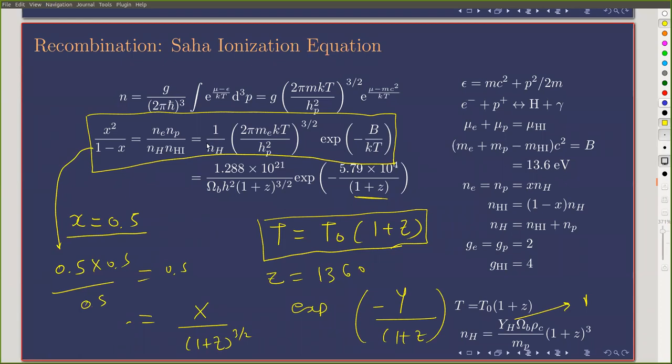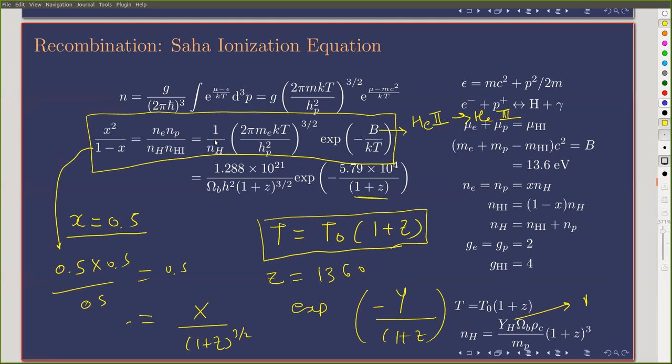Now you can do a similar exercise for helium. Instead of using the hydrogen binding energy, you can use the binding energy of the second excited state of helium to calculate the second recombination of helium. To calculate the first recombination of helium, you will use this energy, which is basically the energy between helium and this state. So this is the binding energy you can use to calculate the first recombination of helium.